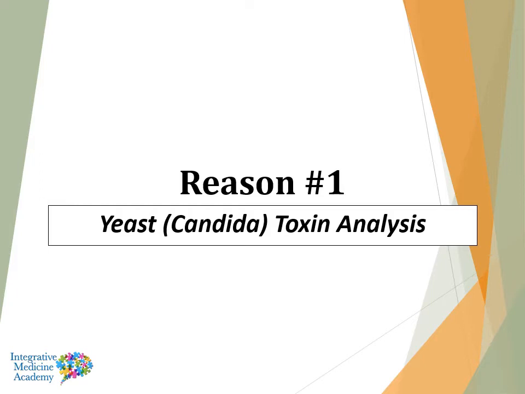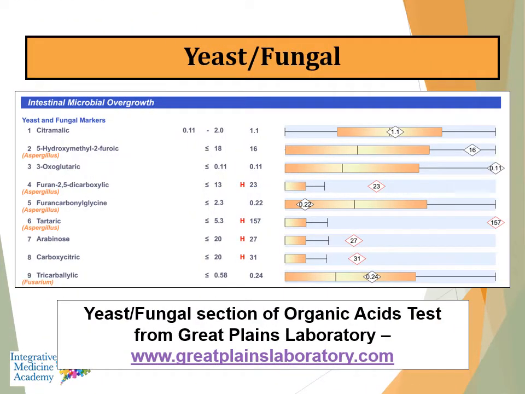So one of the first reasons, reason number one to learn how to do the organic acid test, is yeast, candida, and other fungal toxin analysis. If you look at page 1 of the organic acid test, there are different markers that are representative of underlying yeast problems, including candida, invasive candida, which would be represented here by marker 7, arabinose, and then different markers indicating gut colonization of mold, specifically Aspergillus mold and Fusarium mold.